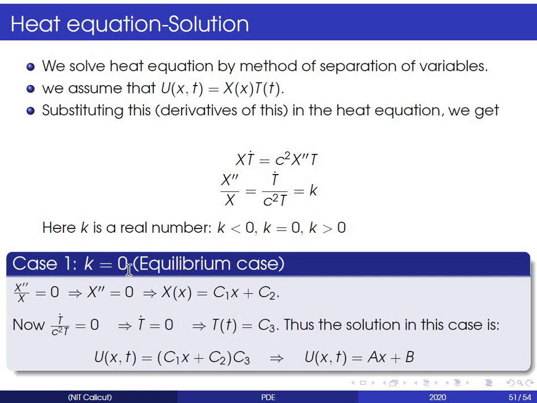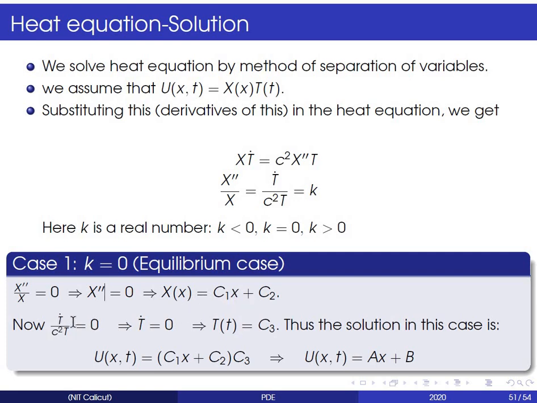So first I assume that k is equal to 0. In that case I am going to solve these two equations independently, that is X double dash by X equal to k and T dot by c² T equal to k. So what happens if you assume X double dash by X equal to k? k is 0, right? Therefore X double dash is equal to 0. If you integrate twice, you will get X(x) is equal to c1 x plus c2. First if you integrate, you will get X dash equal to c1, a constant. Once again if you integrate, you will get this.